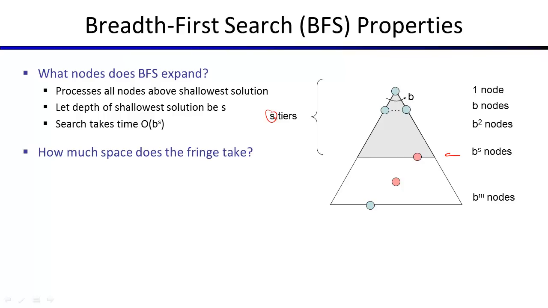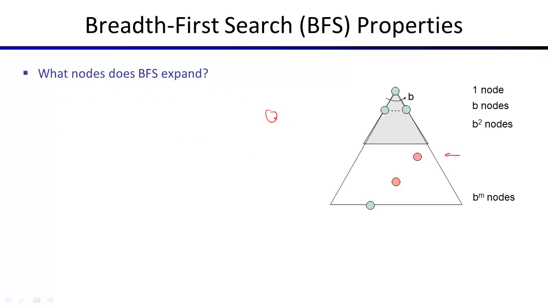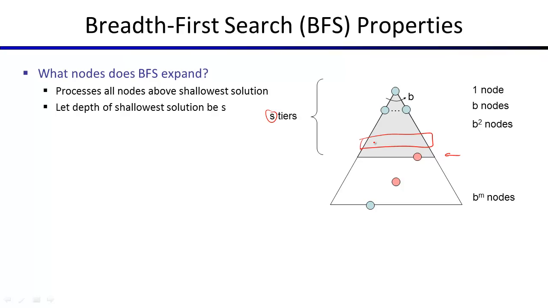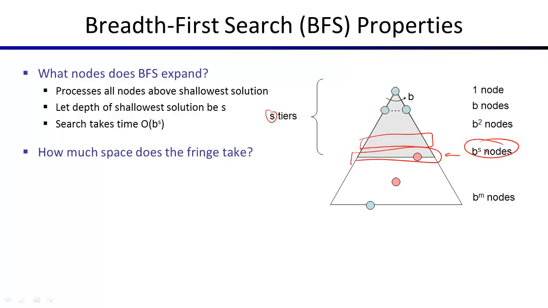How about space? How much space does it take to run a breadth first search? Well, let's think about it. When this search is happening, let's say you were somewhere over here. What's on your fringe? This entire layer is on your fringe, right? How many nodes in that layer? As you go layer by layer, the worst case is the last layer that you're at, which is this one here, which has B to the S nodes. So you'll have B to the S nodes on your fringe right before you find the solution. That's really bad. So it's exponential in the depth of the shallowest solution.